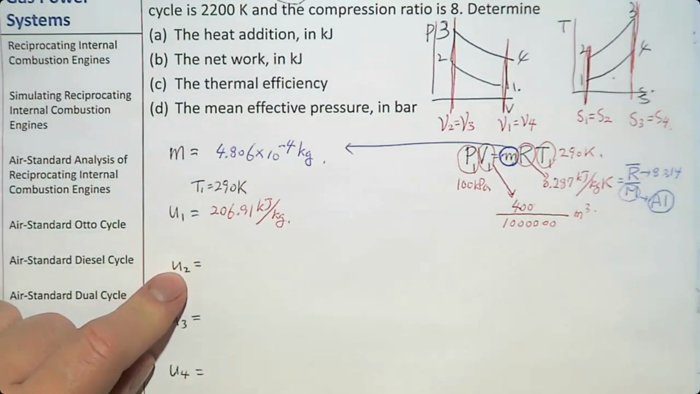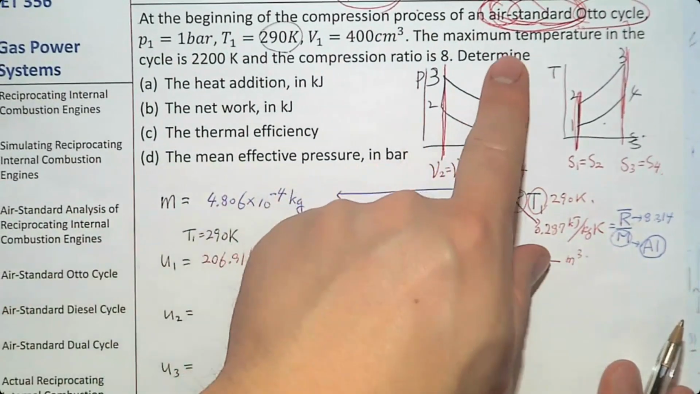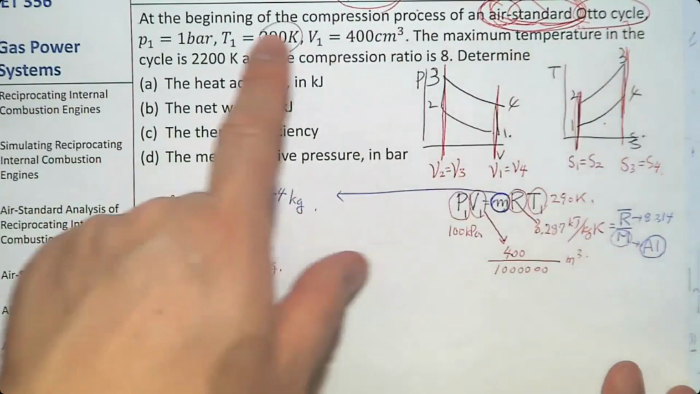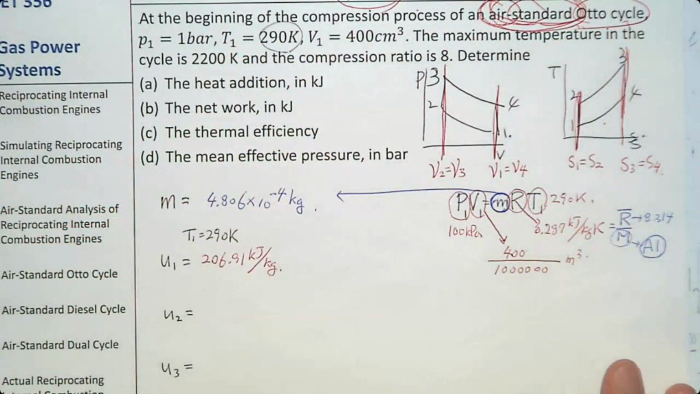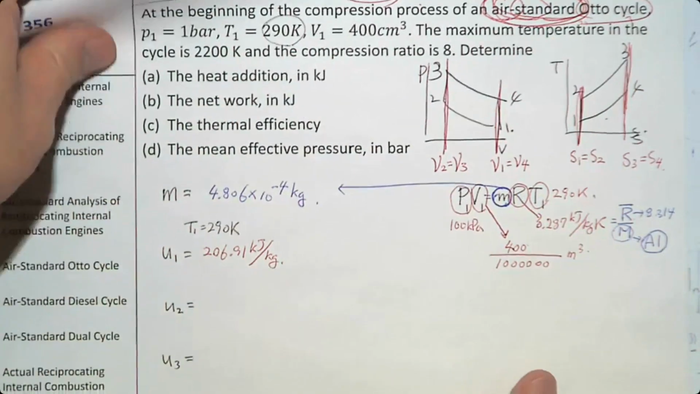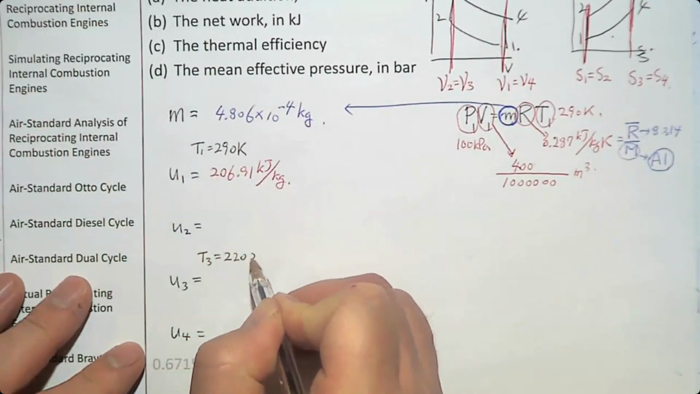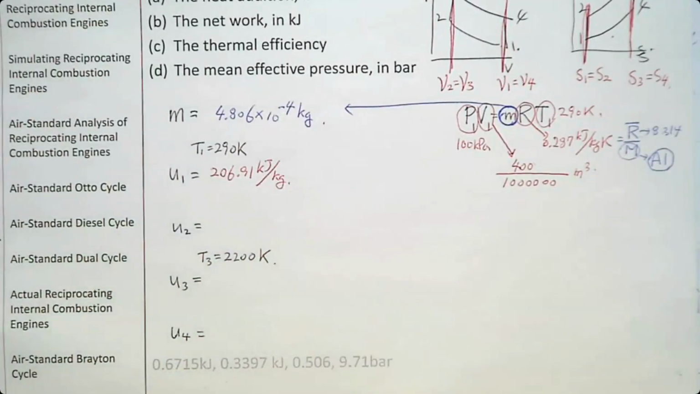Then what else? Do we know the temperature at number 2? We don't. But we know the maximum temperature in the cycle. Where is the maximum temperature? The temperature is on this TS diagram. What is the highest temperature? Number 3. So we know T3. T3 is 2,200. So down here, T3 is 2,200 Kelvin. Can you find U3?